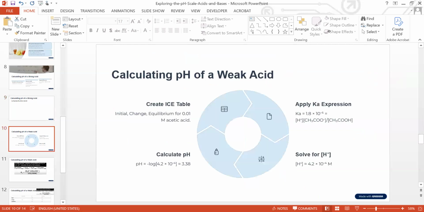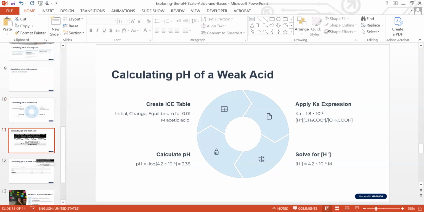We can use the same concept for the calculation of the pH of the weak acid, but for the weak acid, we have to create an ICE table. I is the initial concentration, C is the change in concentration, and E is the concentration at the equilibrium. Let's see an example.